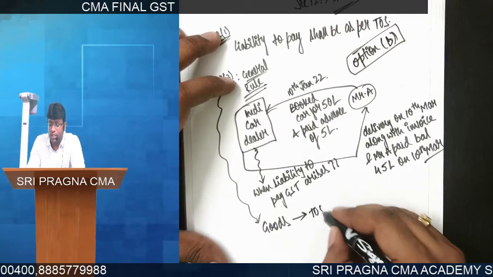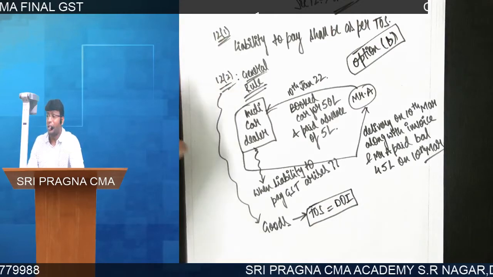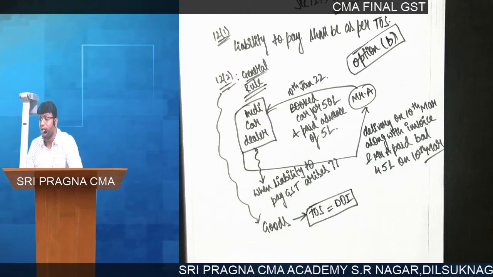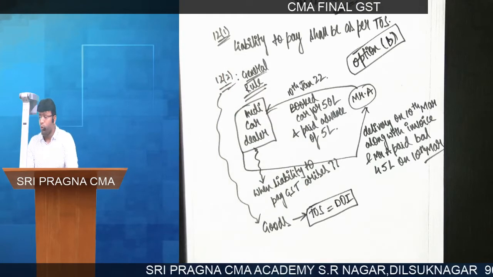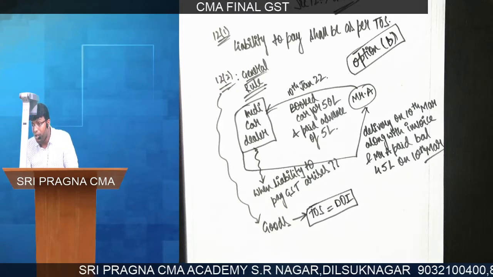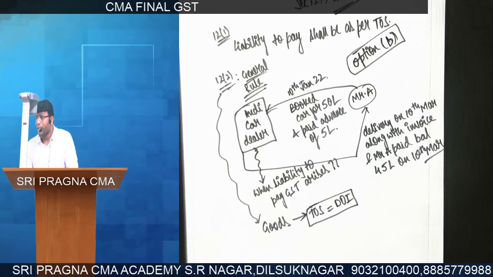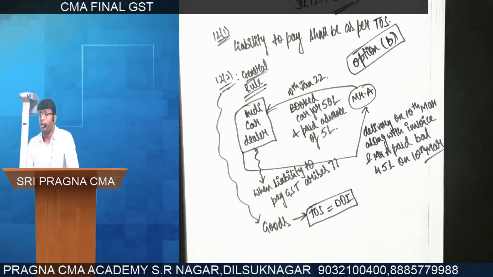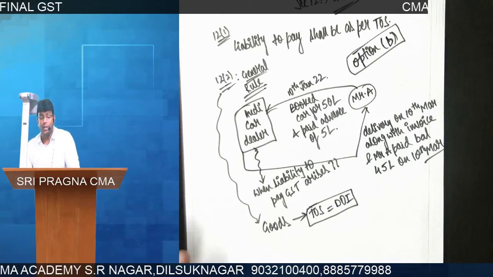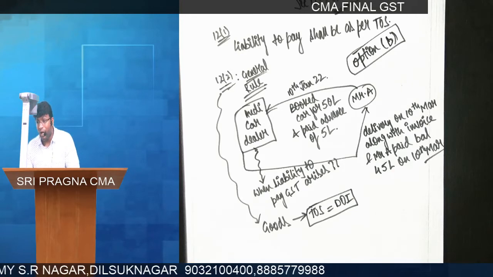In case of goods, time of supply is always date of invoice. Advance is irrelevant. On advances, we do not pay GST in case of goods. In case of goods, I repeat once again, there is no requirement to pay GST on advances. Are we understanding, sir? Speak out.